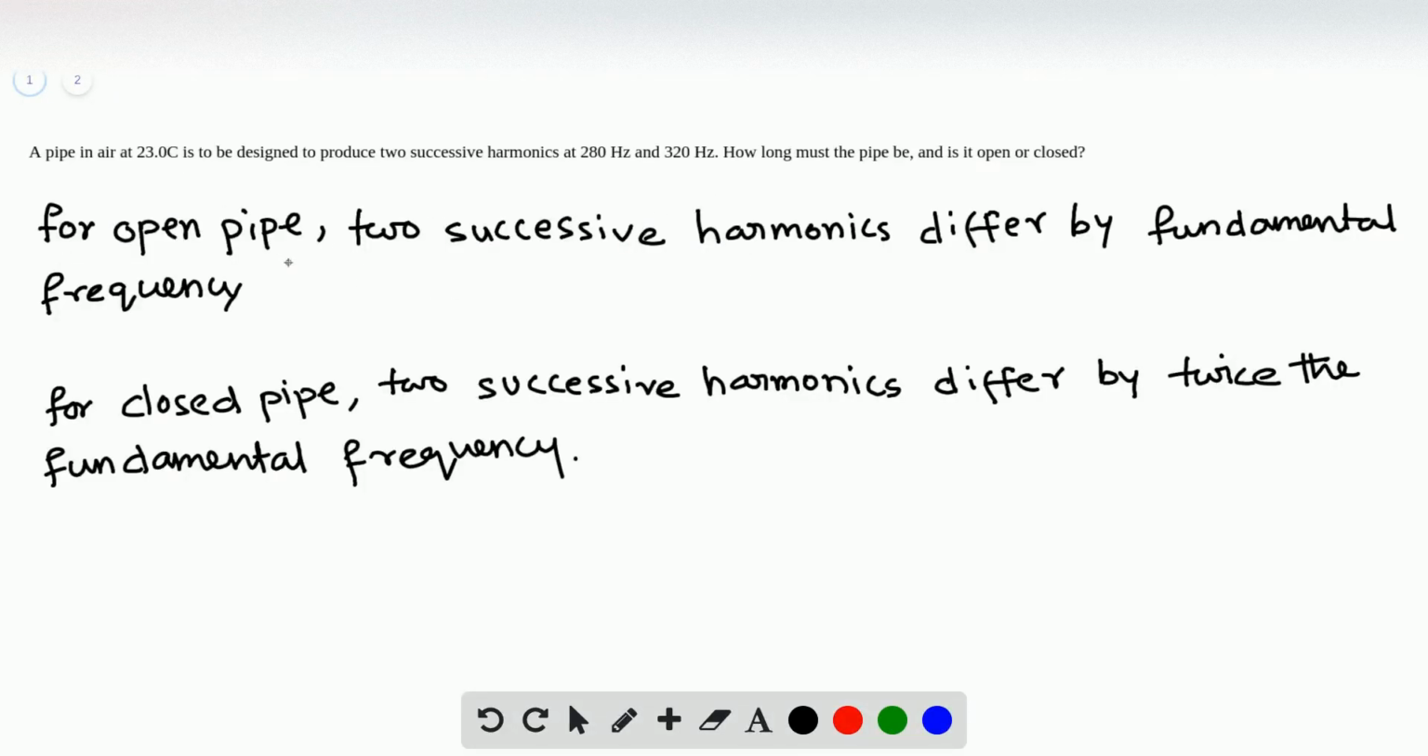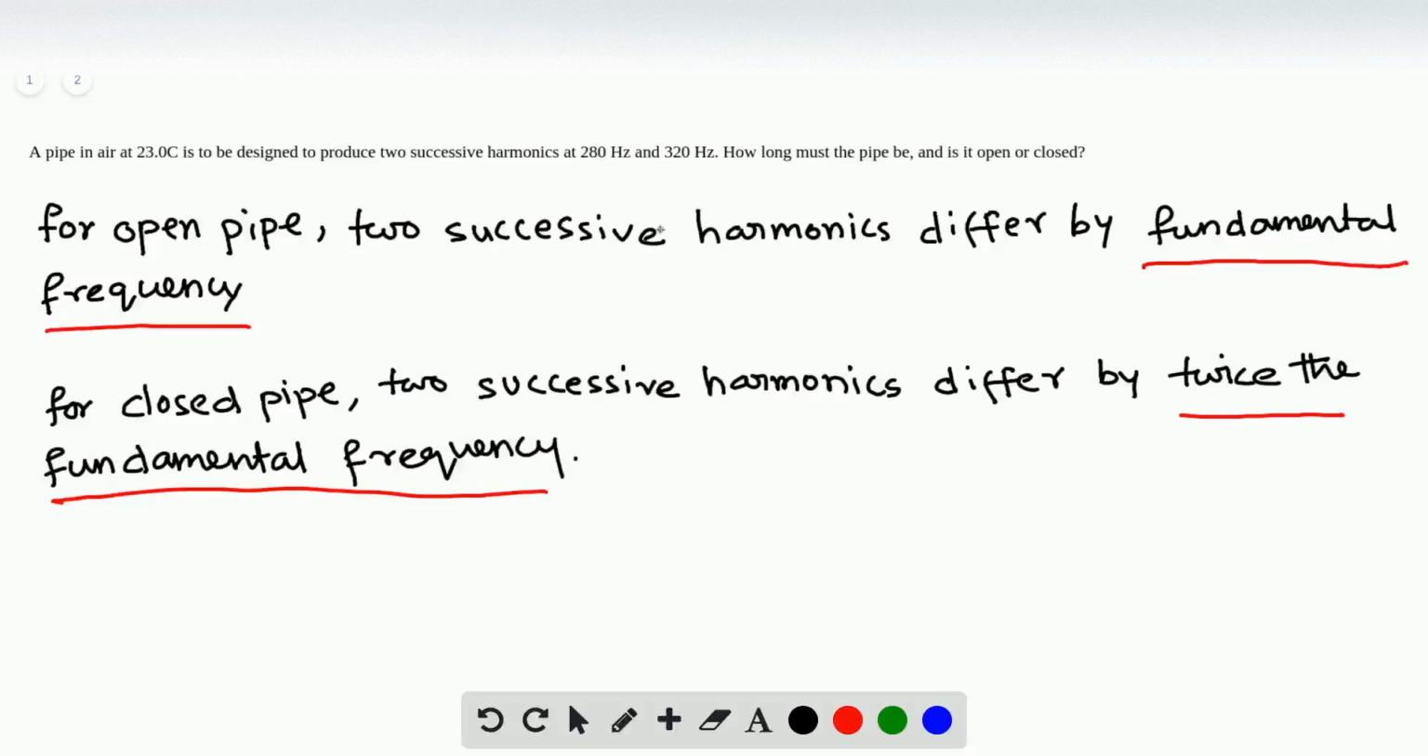Okay, so before we talk about how long the pipe must be, let's discuss whether the pipe should be open or closed. If we read the chapter properly, we know that for an open pipe, two successive harmonics differ by the fundamental frequency. For a closed pipe, it's twice the fundamental frequency. So before we make a decision, let's see what the difference between the successive harmonics is.